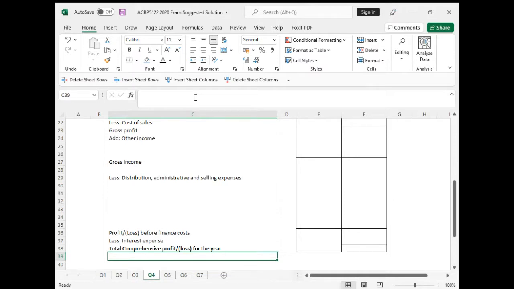So this is the framework for your statement of profit and loss. You just draft the basic framework, and then as we go through the information, we complete it.